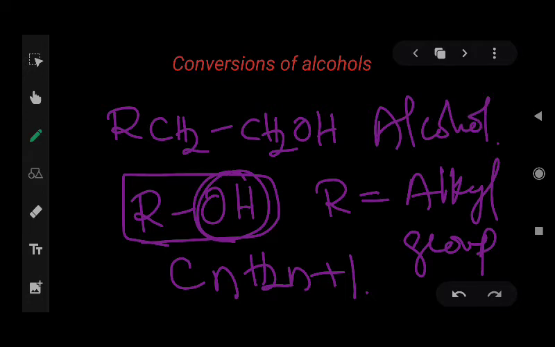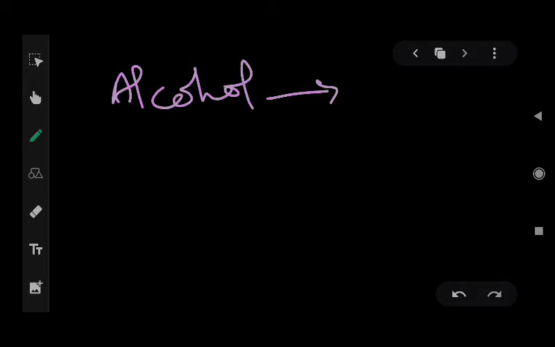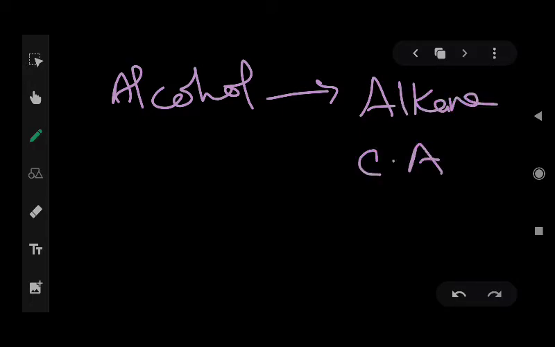Now, what is our task? Our task is simply alcohol. By using alcohol, I can convert it into an alkane, alkene, carboxylic acid, amine, amide, or any other functional group. Whatever the possible functional groups, I can convert to those groups by using different reagents. These processes are simply called conversions.